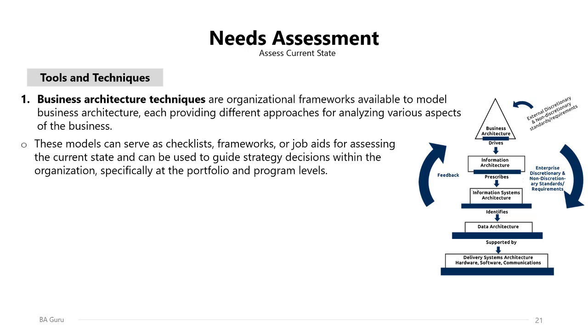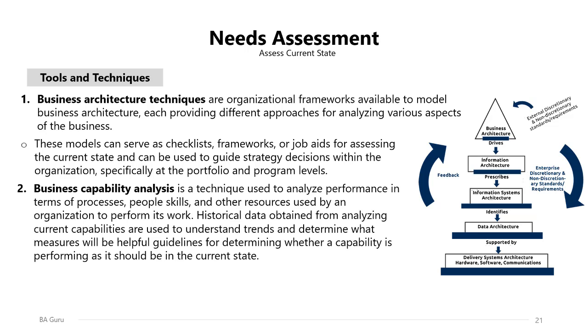These models can serve as checklists, frameworks, or job aids for assessing the current state and can be used to guide strategic decisions within the organization, specifically at the portfolio and the program levels. The second technique you will be using will be the business capability analysis, and it's a technique used to analyze performance in terms of processes, people skills, and other resources used by an organization to perform its work. So as from the name of this technique, we are going to analyze all the business capabilities of the organization, including its systems, the architecture, the human capital, and all the resources.